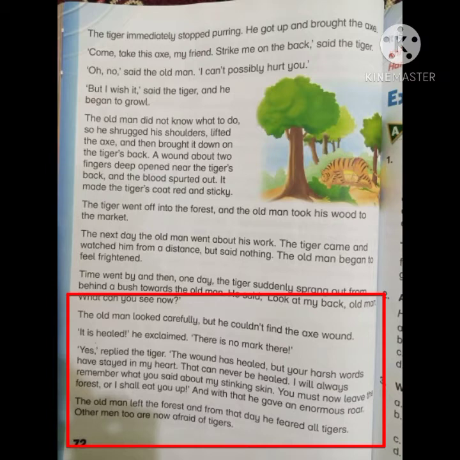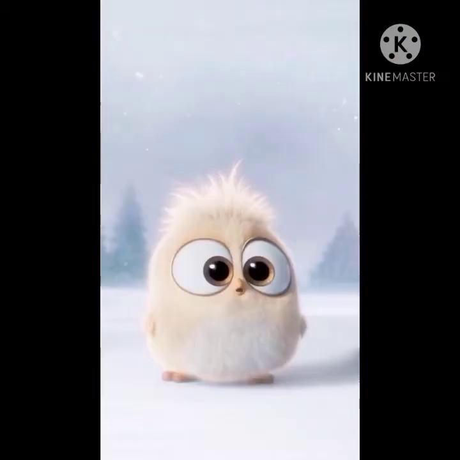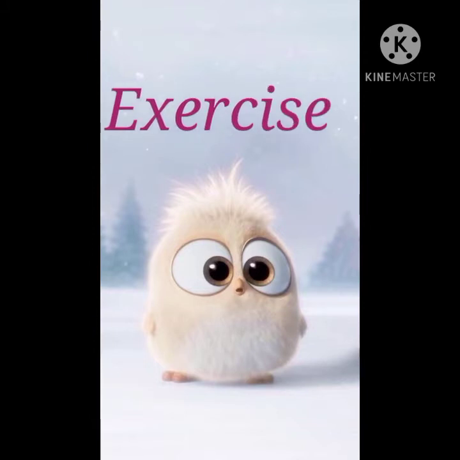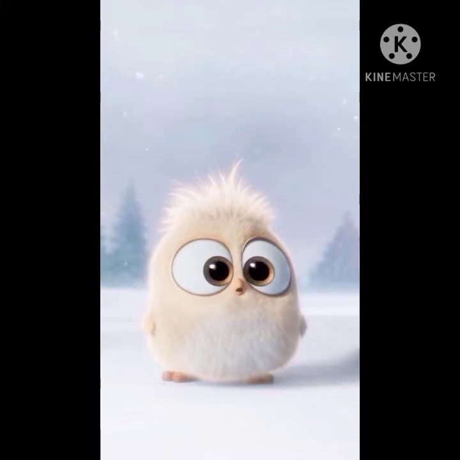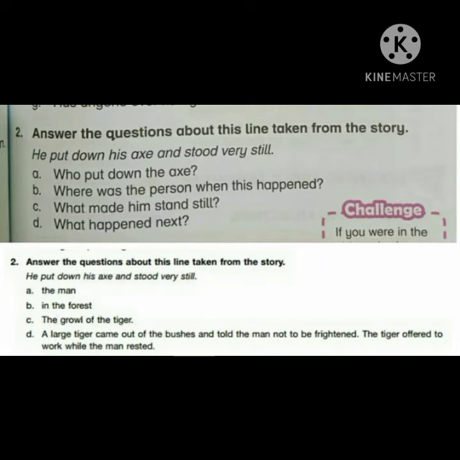Now come towards the exercise on page number 73. Here we have question number 2. Answer the questions about this line taken from the story. "He put down his axe and stood very still." The first question we have is, who put down the axe?